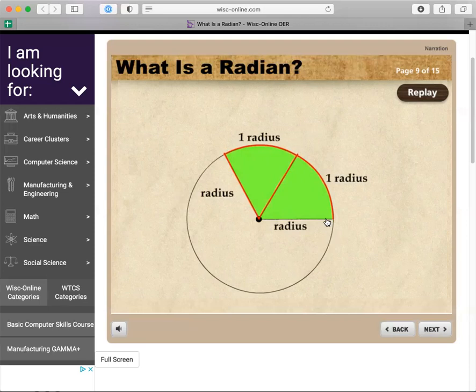And that's going to be important when we're thinking about what a radian is and how we convert from degrees to radians, because we can say that there are 2 pi radians in 1 revolution, as there are 360 degrees in 1 revolution. Now let's see what the learning activity shows us for this conversion.